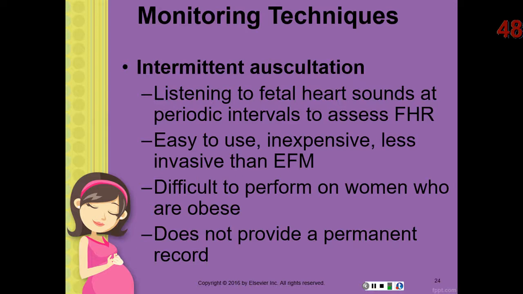And then as labor progressed, we would be checking that fetal heart rate more often. Some women still choose this for birth plans because they don't want the belts on them. But if we see any problems, we would definitely be putting them on continuous fetal monitoring, which is EFM, external fetal monitoring. FHR is fetal heart rate.